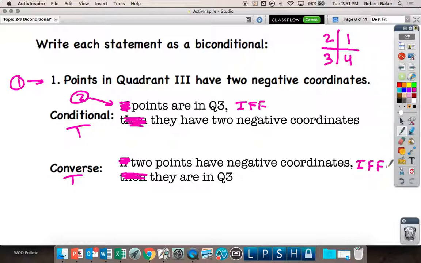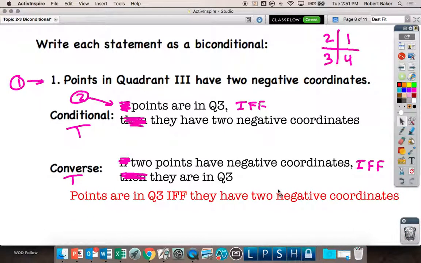And here's my answer, hidden behind this box. Whoa. Points are in quadrant 3, if and only if they have 2 negative coordinates. So I like to use one of my statements and erase the if, erase the then, and add the if and only if. Make sense? We're going to speak this next one into existence, and then we're going to wrap it up for the day.